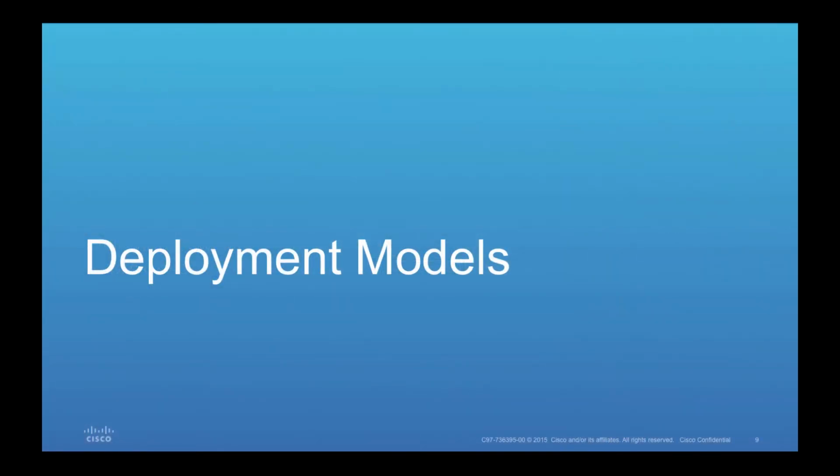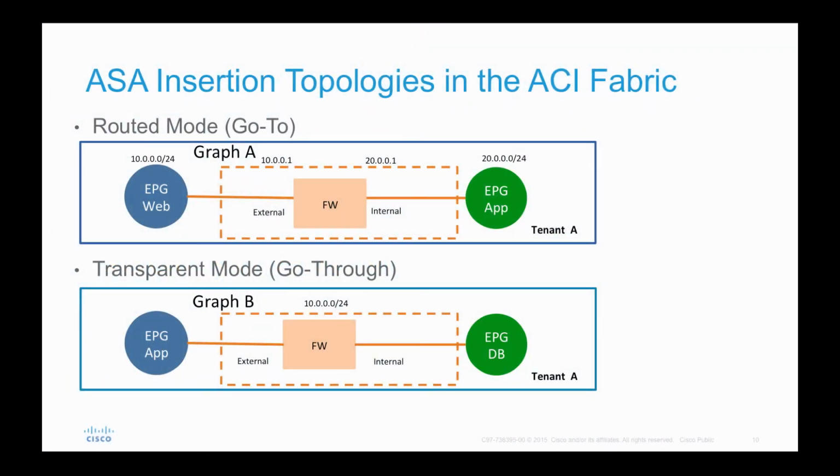Now let's talk about deployment models. When I talk about deployment models of ASAv, we have routed mode, wherein we can place this device between two EPGs and have our next hop configured as the firewall, and the firewall will do routing between the two EPGs. And we also have transparent mode available, wherein this device will act as a bridge between the two endpoint groups.